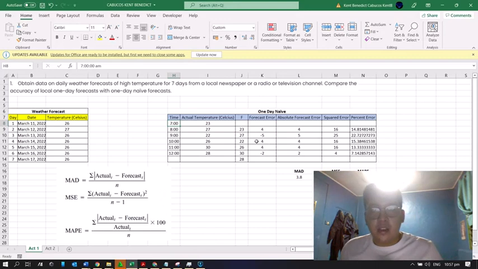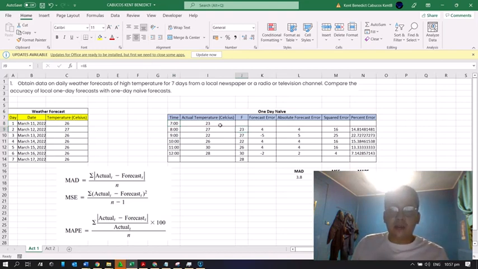So how are we going to use the naive method in Excel? First, we are just copying the first actual temperature, and after that so on and so forth. The last one is the next day forecast.